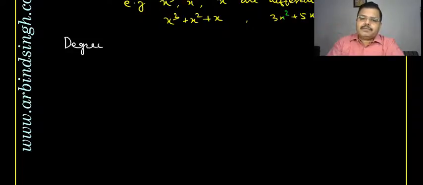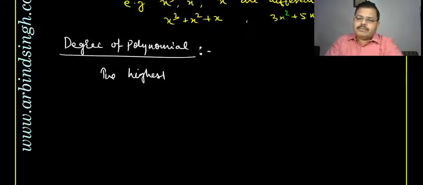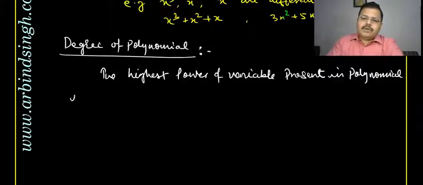What is degree? Degree of polynomial is the highest power of the variable present in the polynomial. That is called the degree of the polynomial.